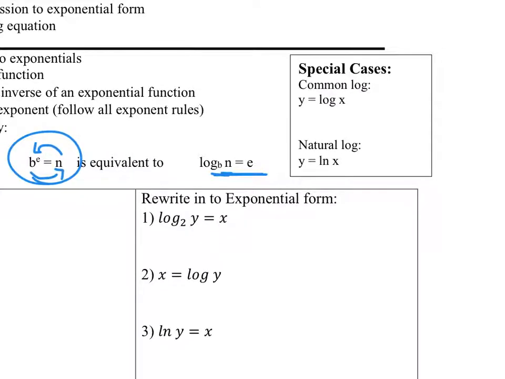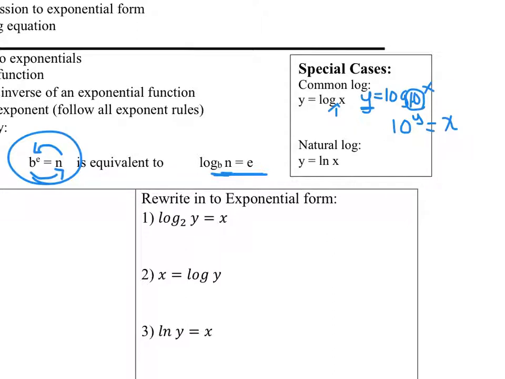All right, so there's two special cases. We talked a little bit about these two, the common log and the natural log, in the graphing video. But what you have to remember is if there is no base here, that means it's y equals log base 10 of x. So the base is here, that's equal to the y. Now, the log is the exponent, and that's equal to the x. Okay, that's all there is.